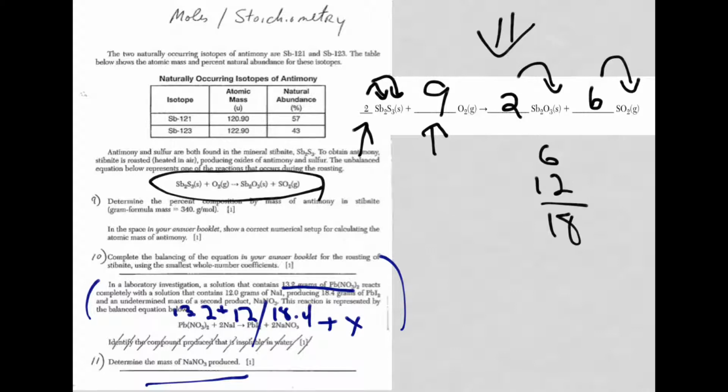So 13.2 plus 12 has got to be equal to 18.4 plus X. So I'm going to add up my 13.2 plus 12, subtract 18.4, and you should get an answer of 6.8 grams as the answer. So quite a few questions here with what I'm calling the mole/stoichiometry part of the test. Make sure that you go over them, maybe go over them again, keep practicing questions, and just keep working hard, and good luck.